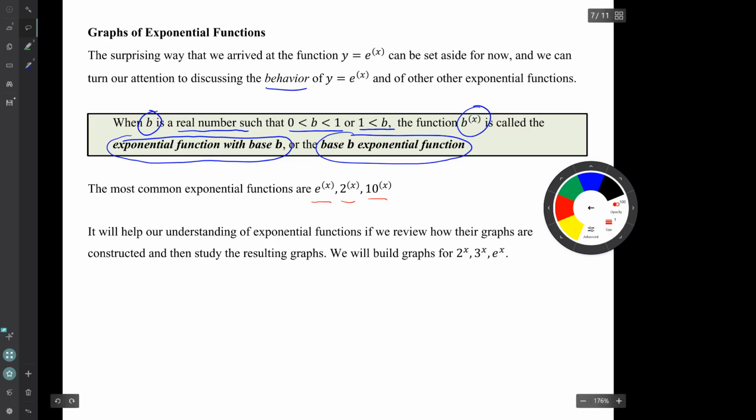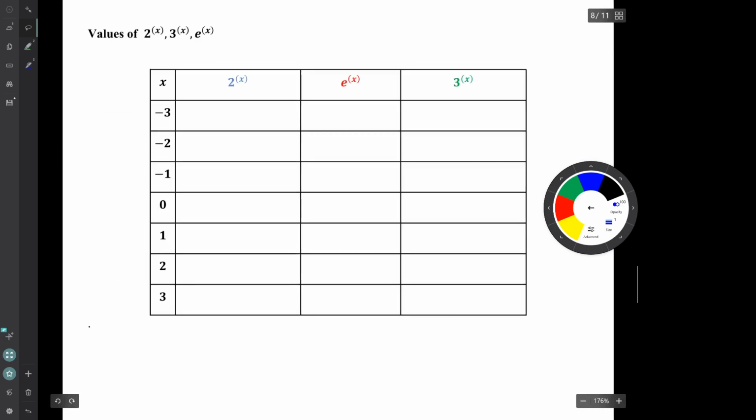It'll help our understanding of these functions if we review how their graphs are constructed and then study the graphs. So we're going to build the graphs for 3 exponential functions, these 3: 2 to the x, 3 to the x, and e to the x. So I'm going to make a table of values for those functions. We'll start with 2 to the x in this column. We'll do the easiest entries first.